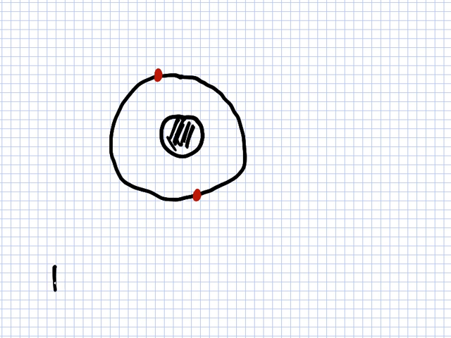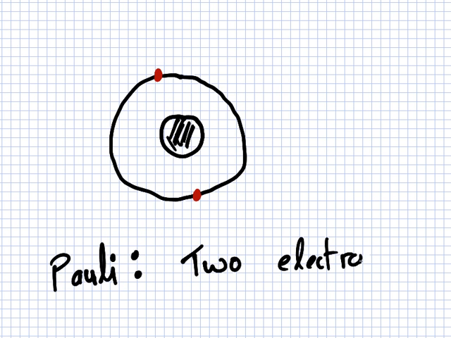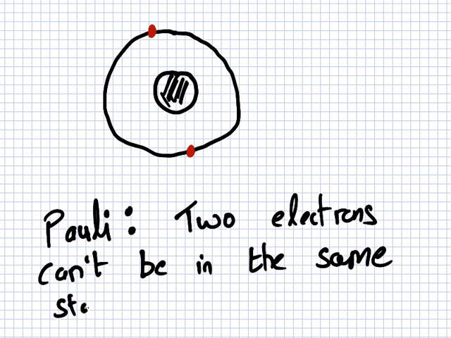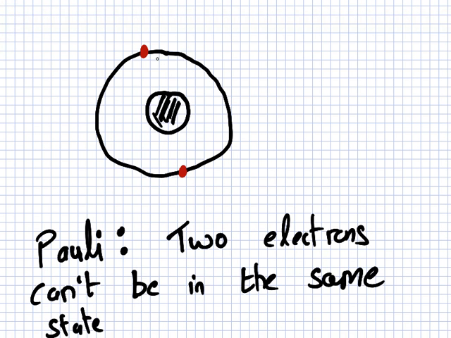Pauli, yeah. I think he's German. No, American, Austrian, Swiss. Okay. So what he discovered was, his rule was basically, to be more precise, 2 electrons can't be in the same state. So what we mean by state, these electrons are defined by certain properties that they have.